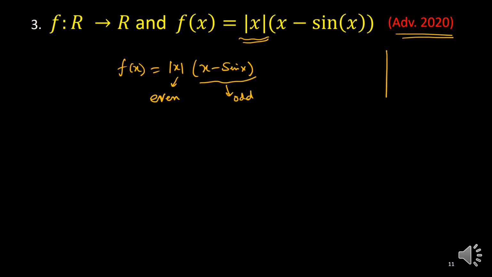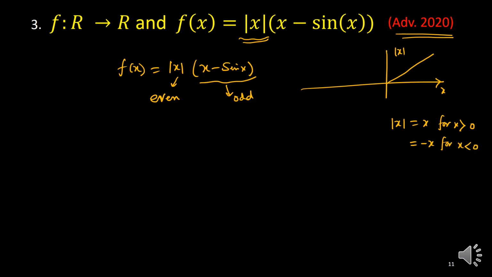Why? Because mod x is like this. For positive x, mod x equals x, and mod x equals minus x for x less than 0. I can put the equal sign anywhere. So on the left side it is also positive. This is your mod x. It's an even function, right? So even function times odd function, if I multiply, the total function will become an odd function.